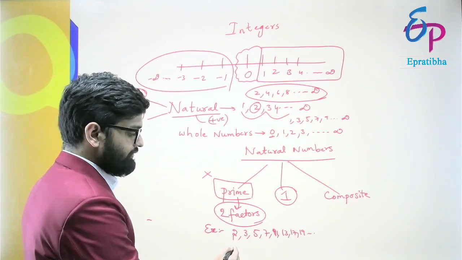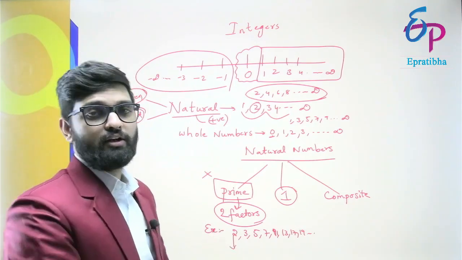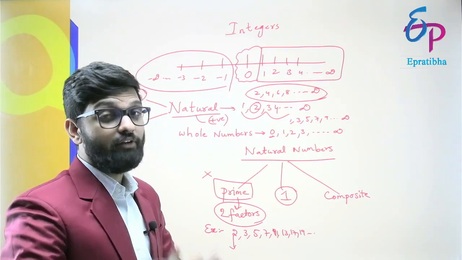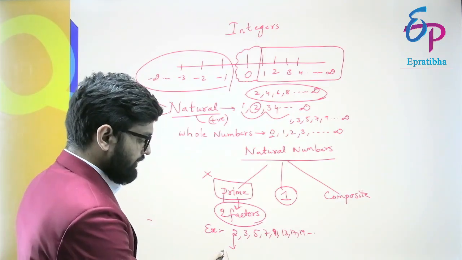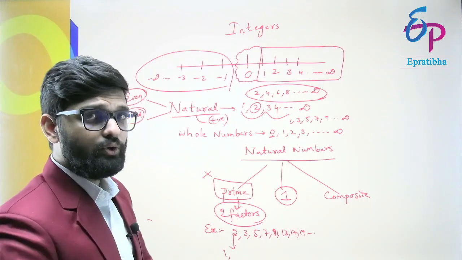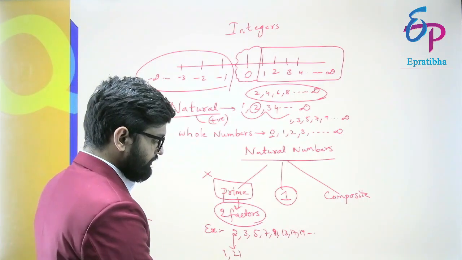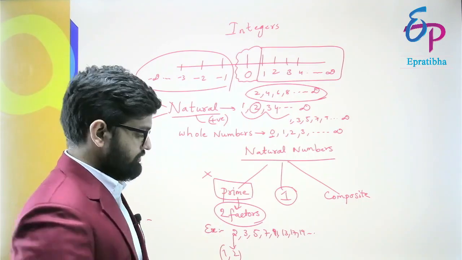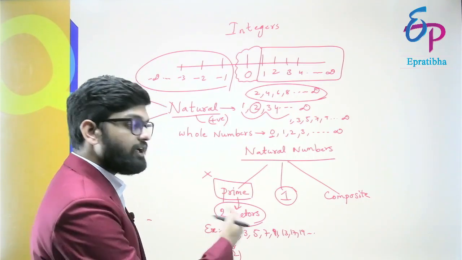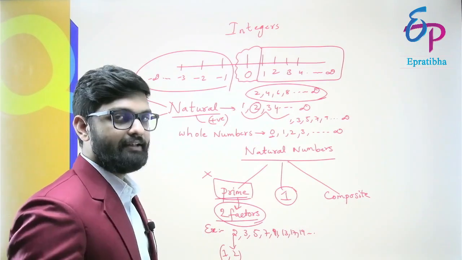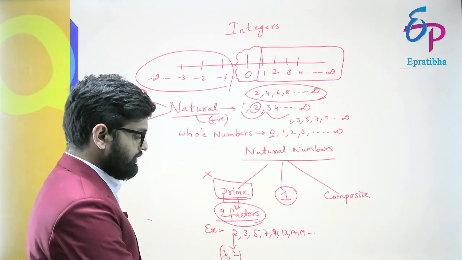So what are the factors for 2? What is the meaning of factor? Factors are those numbers which can divide the given number. Can 1 divide 2? Yes, 2 times it can divide 2. Can 2 divide 2? Yes, it can divide 1 time. So factors are those numbers which can divide the given number, right? I am telling that prime numbers are those numbers which have exactly 2 factors.